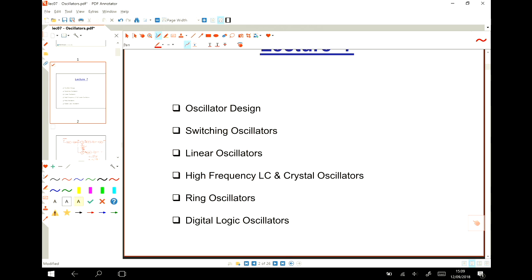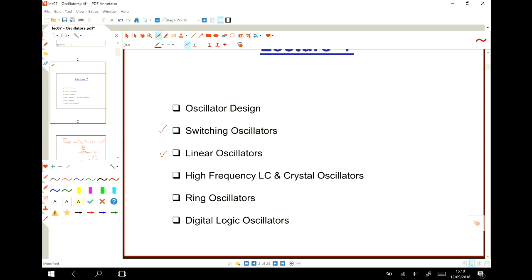So how to make an oscillator, or what are the types of oscillator, if I want to tell you. So mainly we have two types of oscillators. I mean, we categorize the oscillators as the switching oscillators and linear oscillators. So these are the two main categories of the oscillators. In the switching oscillators, we will see that we use a capacitive component to store the charge, and then after that again we discharge that one.